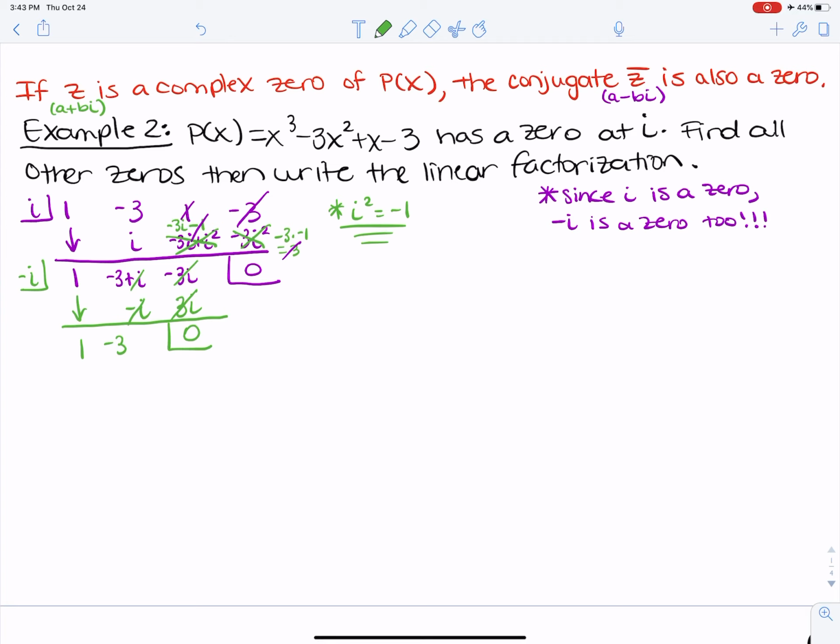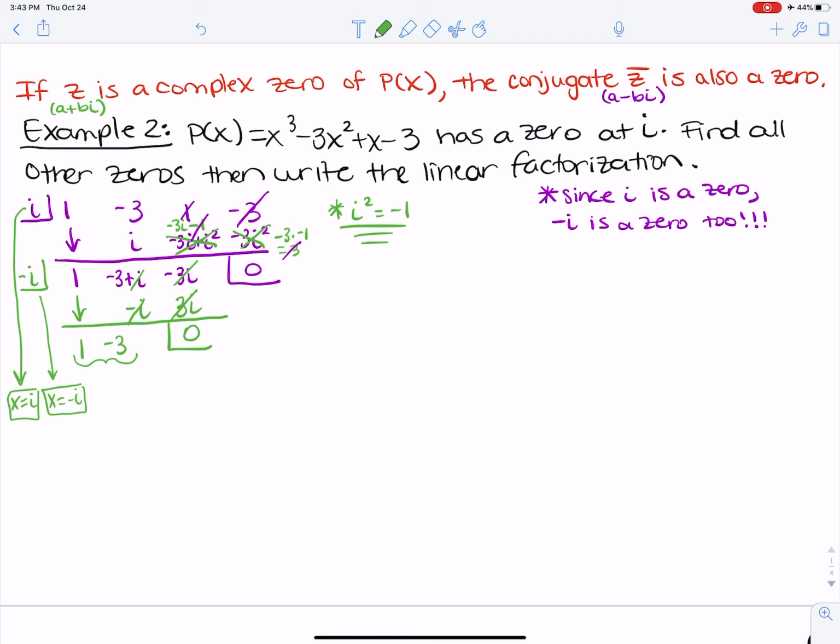We are literally done. And we just need to write our zeros, and then we can write our linear factorization. So the zeros so far are from the i, that is x equals i. From the negative i, that is x equals negative i.